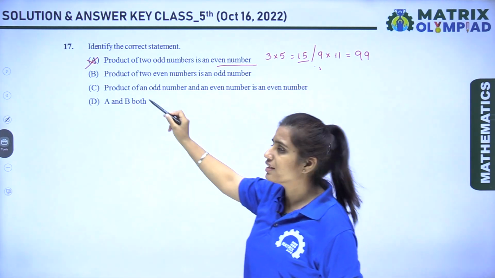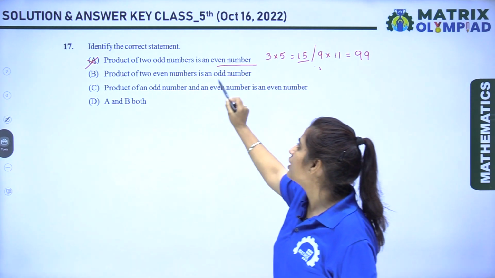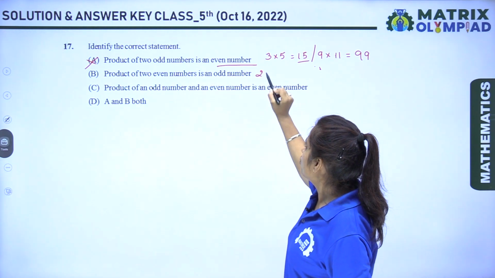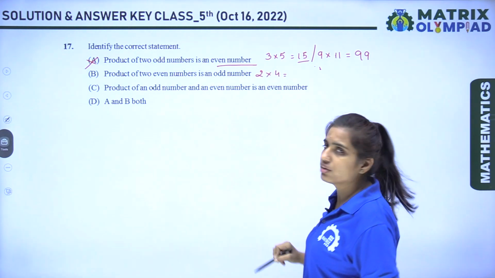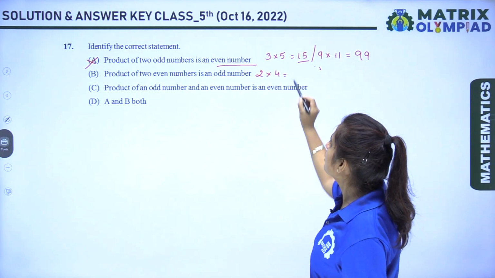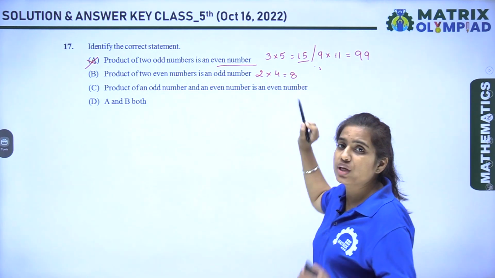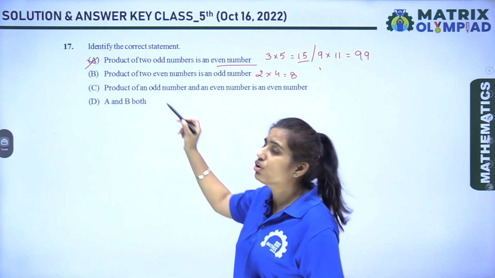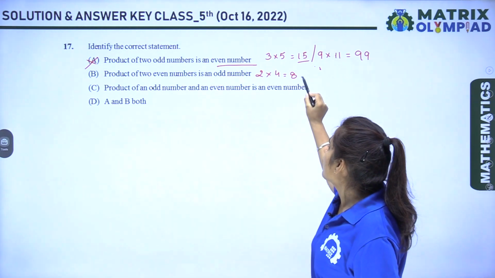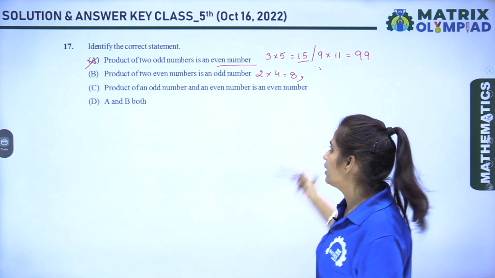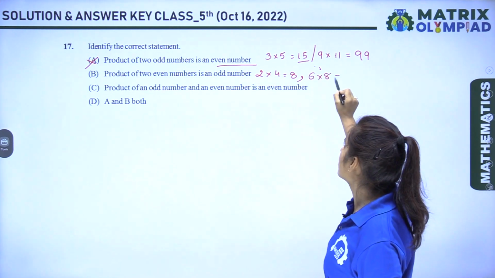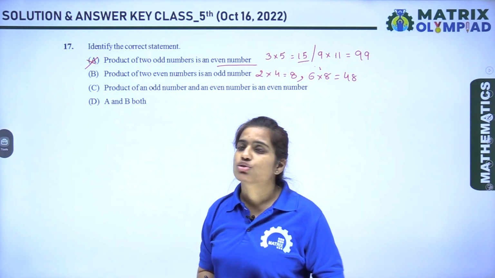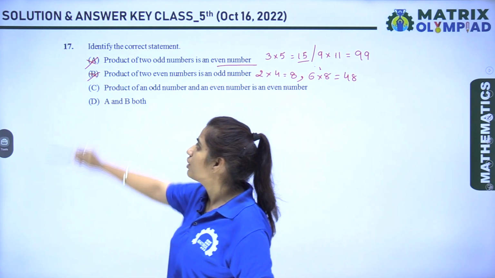Now let's begin with the second statement. The product of two even numbers is an odd number. Let's take an example of two even numbers, 2 and 4. These two are even numbers. The product of the two even numbers, 2 times 4, is 8. So 8 is not an odd number, so this statement is not true. If we take one more example, we can take 6 and 8. 6 times 8 is 48. 48 is an even number. So statement 2 is also incorrect.